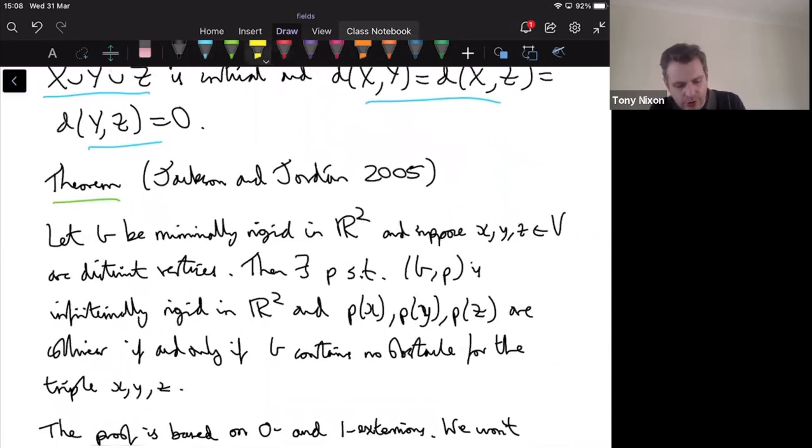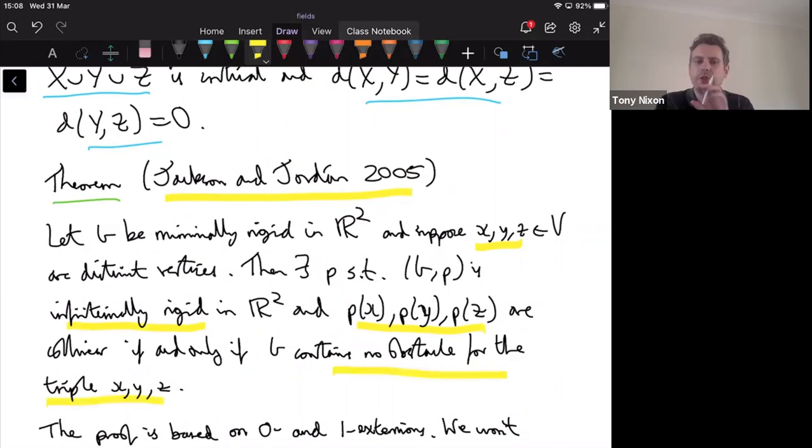These obstacles were introduced by Jackson and Jordan in 2005, and they studied this problem with the collinear triple x, y, and z. So I take a minimally rigid graph in the plane, and I want to know, does there exist some realization which has the property that px, py, and pz are collinear and is infinitesimally rigid? And the answer is, you take your 2-3 type graph, your minimally rigid graph in the plane, and as long as it contains no obstacle, as I've just described. So this is a very concrete description of exactly when this collinear realization fails to be infinitesimally rigid.